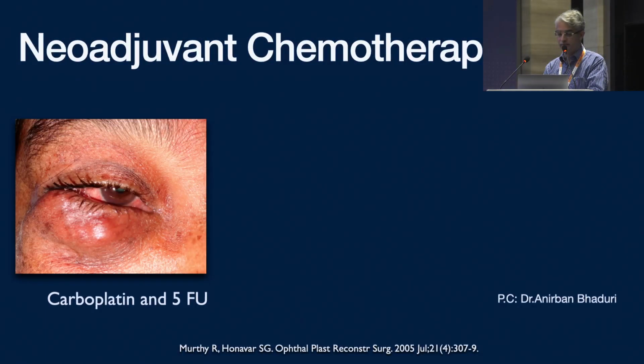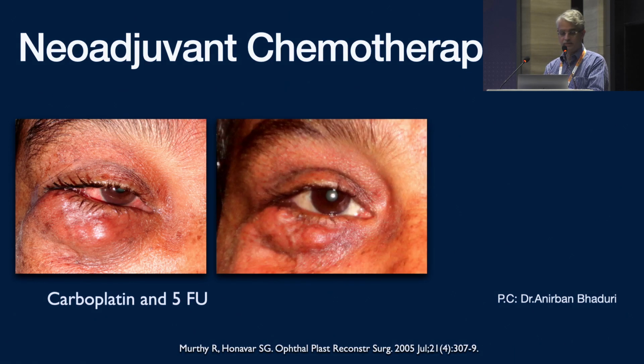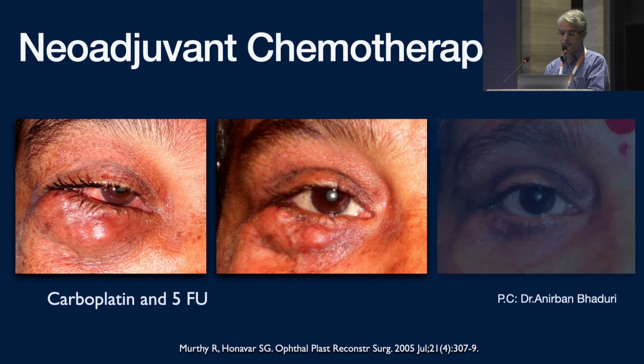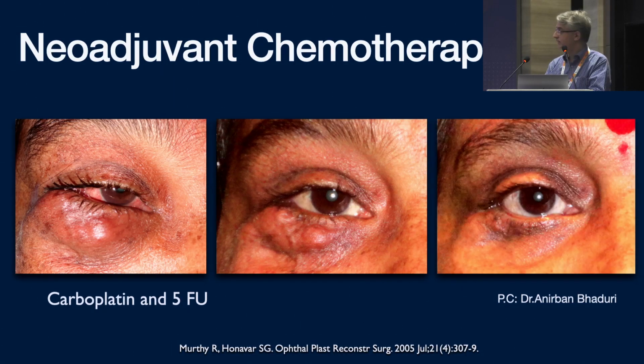This is one example. This is Dr. Anirban Bhaduri's patient, a patient presenting with a large sebaceous gland carcinoma of the lower eyelid. This is post 3 cycles, and you can see how nicely the tumor has regressed in size, and at this stage only a small lump was left which could be excised rather than having to go for a larger surgery and possibly even exenteration at the presentation stage.